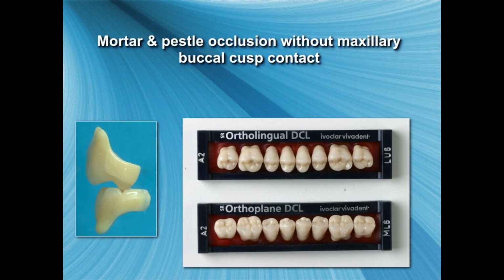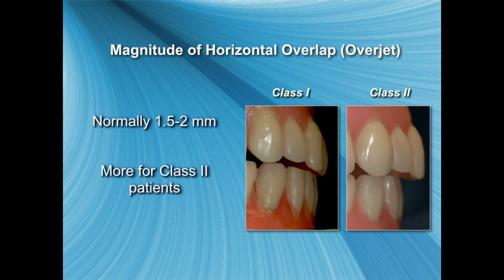The whole idea of the lingualized occlusion is that the maxillary lingual cusp will act as a mortar and pestle type of occlusion against the mandibular teeth. We should look at how the anterior teeth are set more closely. Normally, if we have a class 1 type of jaw relationship, there should be 1.5 to 2 millimeters of horizontal overlap, sometimes called overjet, of the anterior teeth.